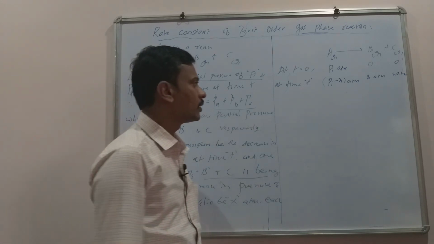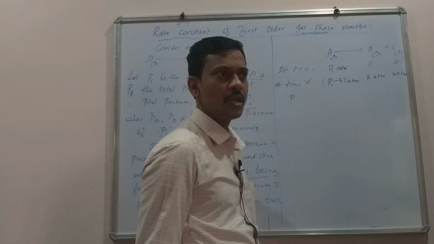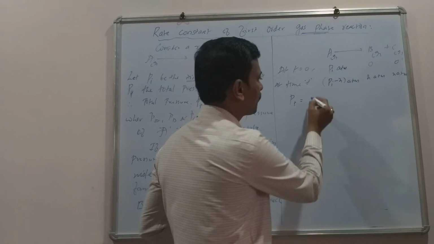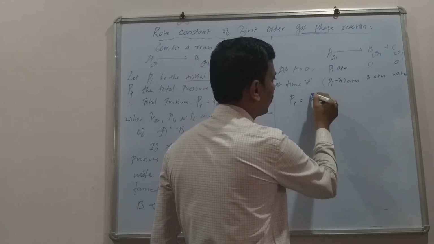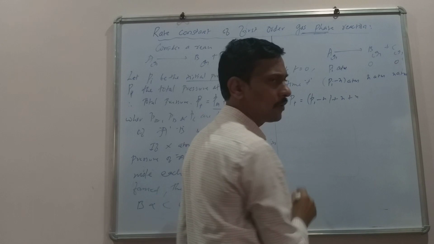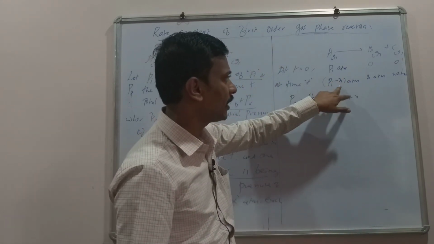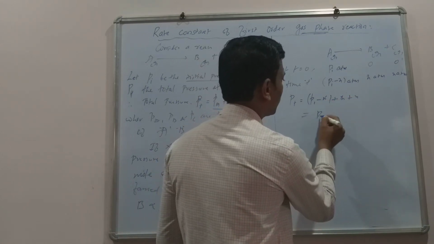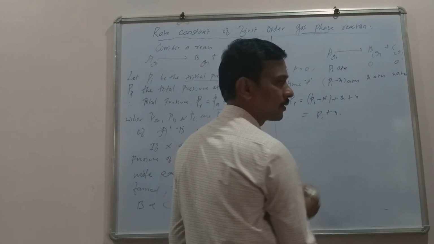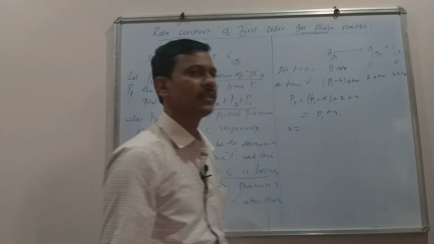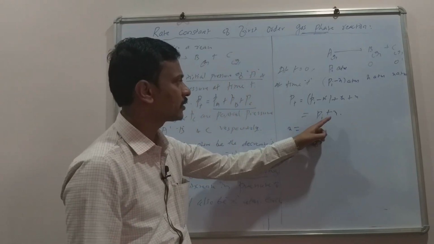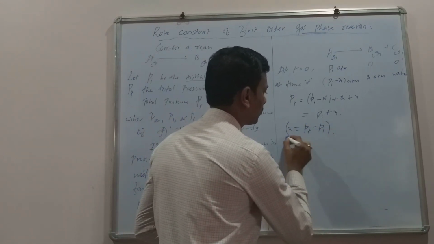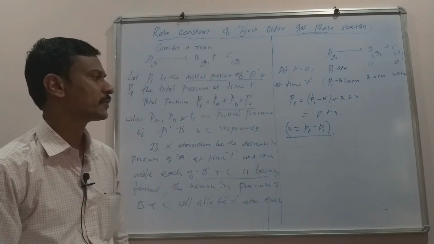Okay, now the total pressure. The total pressure Pt is equal to Pi minus X plus X plus X. Is it right now? The total pressure is the pressure exerted by A, B and C. Therefore, minus X plus X will cancel, and that is Pi plus X. What is the value of X? X is equal to Pt minus Pi. This is the first one.